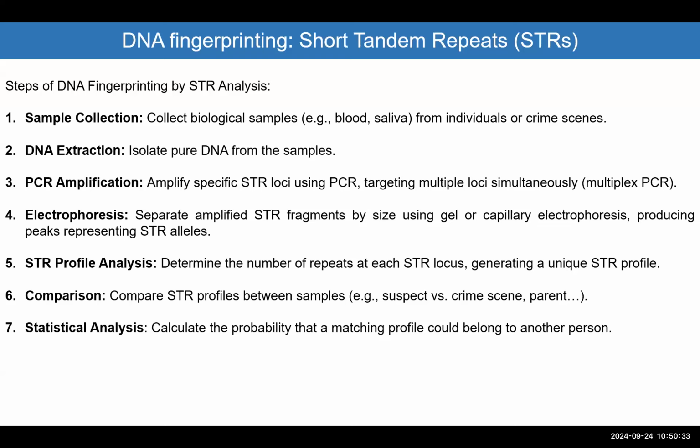We want to know if this person was there. We have blood, we have saliva, we have whatever hair is left. We need to take that sample and extract DNA from it. And if the sample is like a hair or blood, it means there is not a lot of DNA there, so we need to amplify that DNA. So there is a step that you need to understand here that is added, which is amplification.